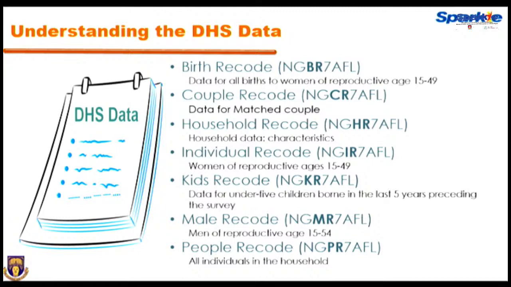So male record, of course, is data for males. People's record is all individuals in the household, all of them. So I think with this, we have an idea of the nature of the data set in the NDHS data. And it's the same thing across all the developing countries from where data was collected regarding DHS surveys.